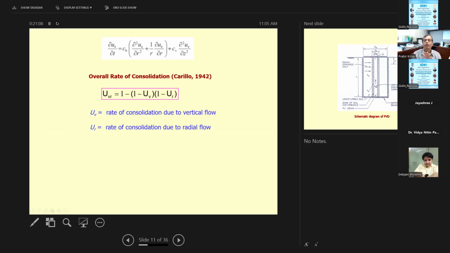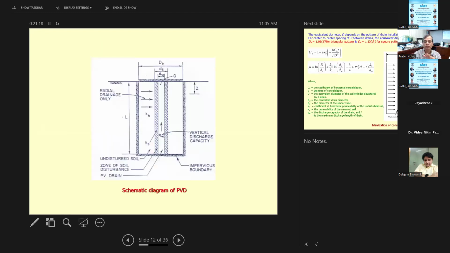Then for overall consolidation, you can use this equation, where it is 1 minus U vertical times 1 minus U radial. Okay, so we'll be solving some problems using this equation.